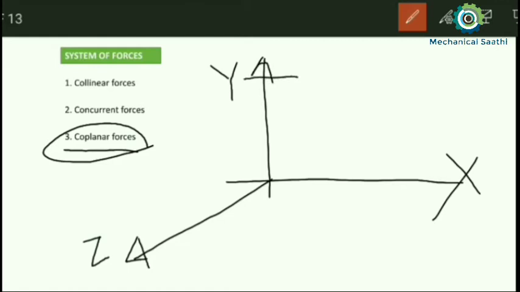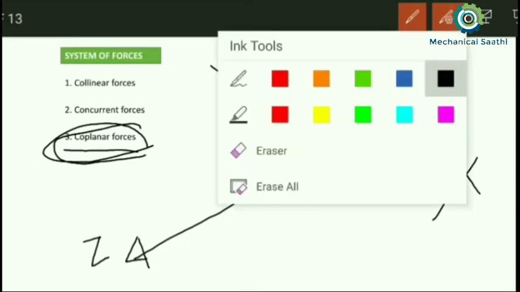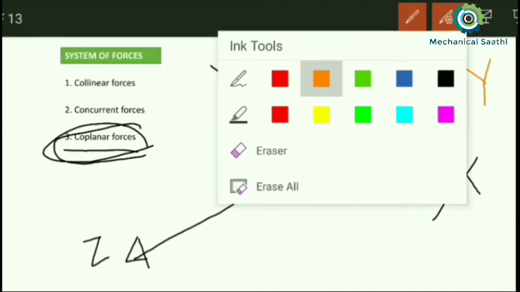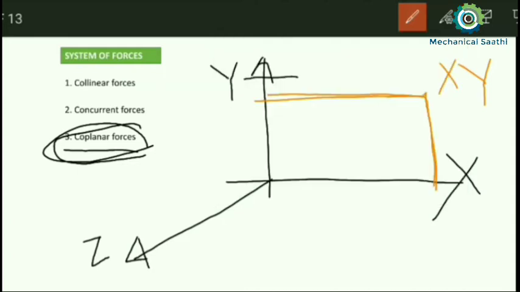Coplanar means we have to consider a single plane. So let me consider the xy plane. So what about forces? If all those forces are in the single plane, that is the xy plane, then I can say all these forces are coplanar forces. Let a force be acting like this. The direction may be anything. Direction doesn't matter, but if all these forces are acting in a single plane, then that type of system, we can say, is coplanar force.